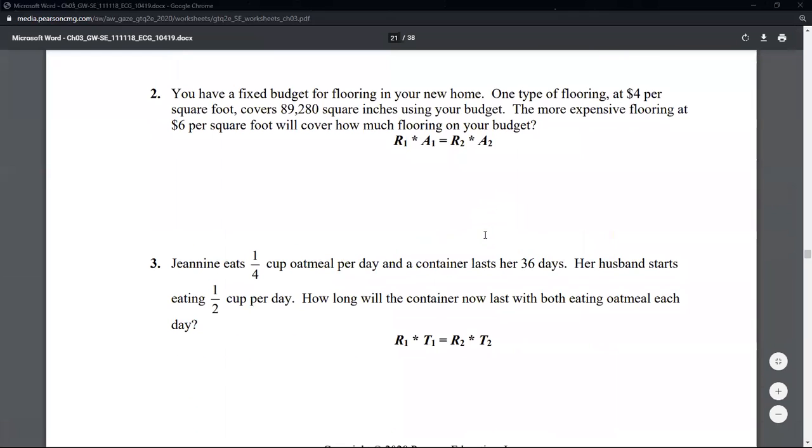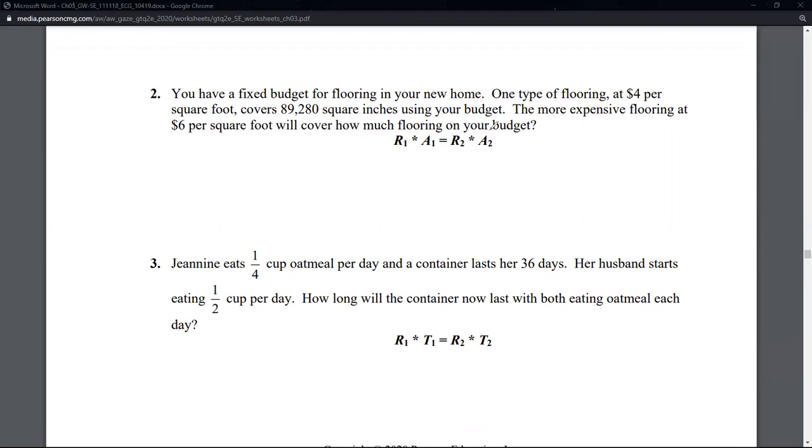All right. Problem 2 and 3. Problem 2, you have a fixed budget for flooring your new home. One type of flooring costs $4 per square foot. I feel like this problem is dealing with my real life right now. And that $4 per square foot covers 89,280 square inches using your budget.